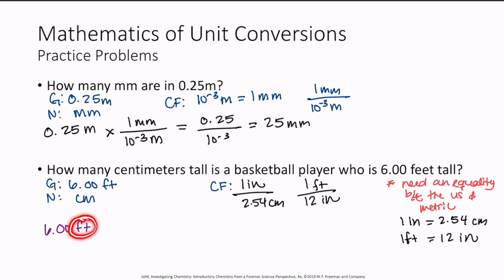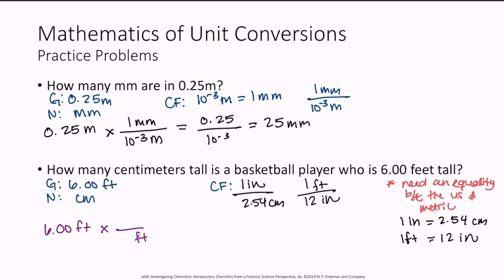I have feet on the top. So in my next step, I have to have feet on the bottom. So when I write that out, I know I have to have feet on the bottom. So I'm going to go to my conversion factors and I'm going to find the conversion factor that has the unit feet. In my first one, I have inches and centimeters, so I don't want to use that one. It doesn't have what I need. In my second one, I have feet. That does have what I need. So I'm going to use that one.